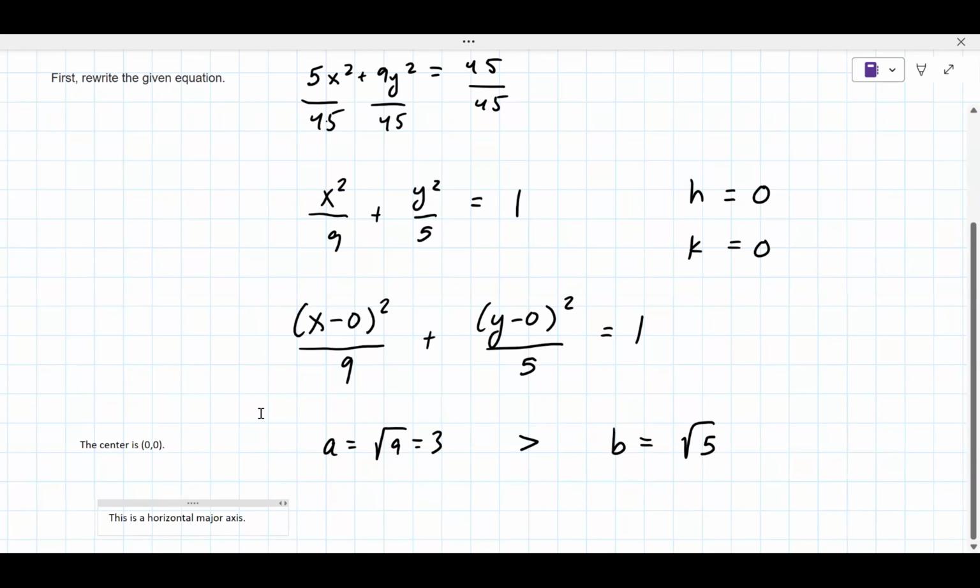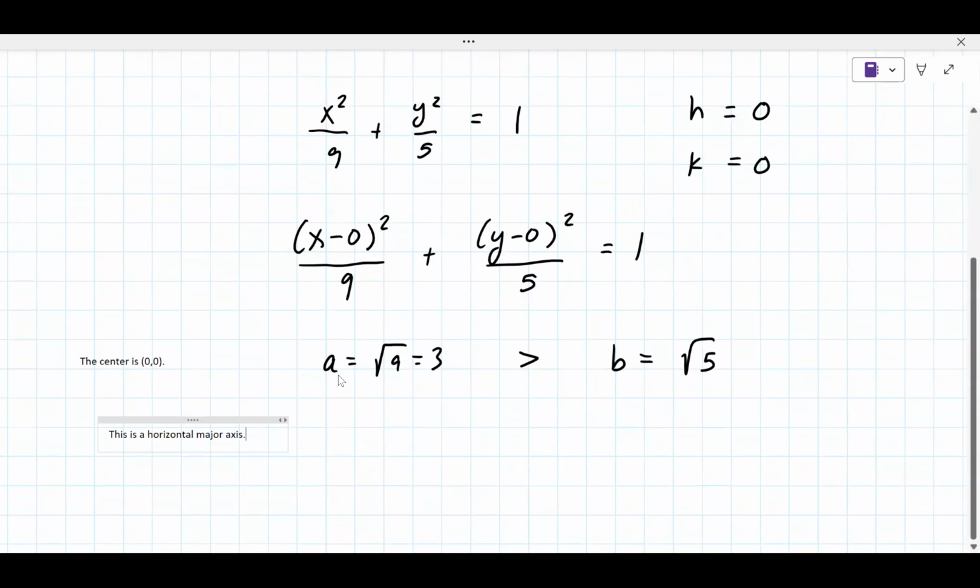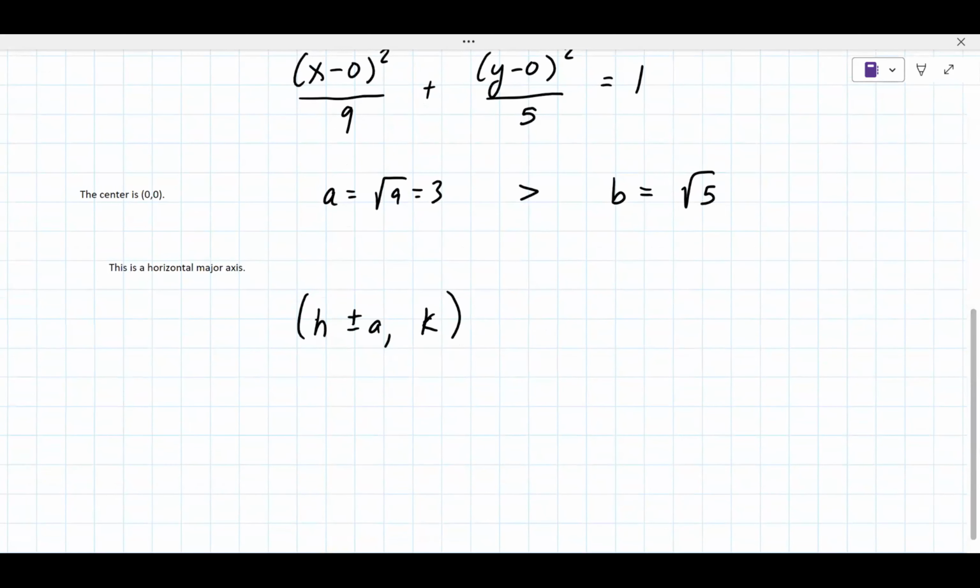Now the vertices for a horizontal major axis are at h plus or minus a, comma k. Now we have h and we have k, so it'll be very direct here. The vertices are at, well, a. So we'll go 3, 0 and minus 3, 0. These are along the major axis.